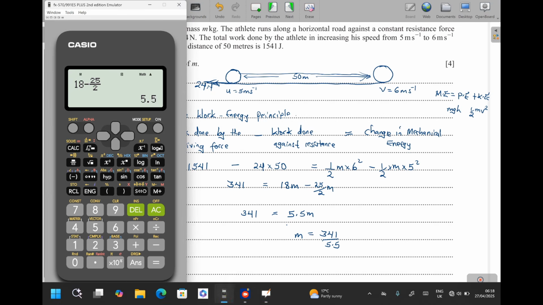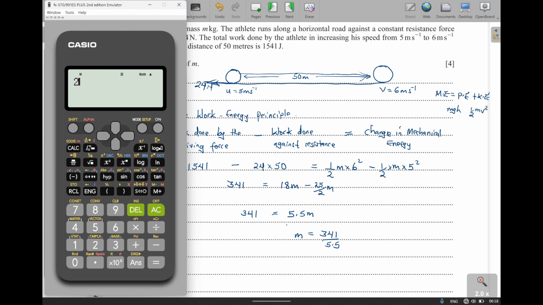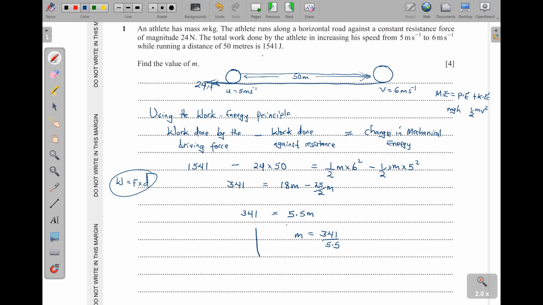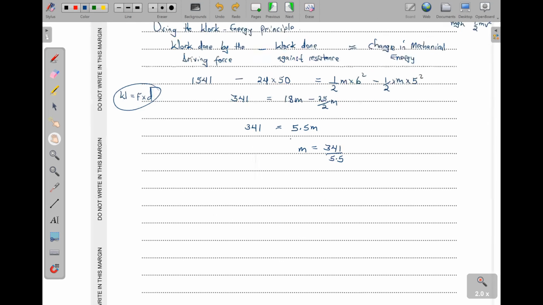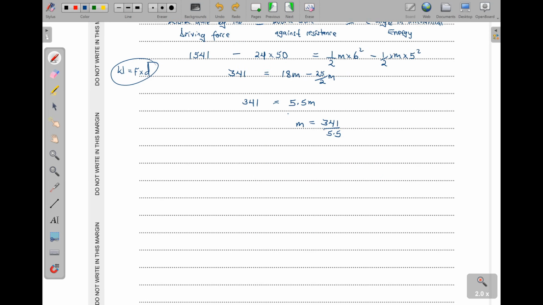So what do we get? 341 divided by 5.5 gives us 62. So the mass of the athlete is 62 kilograms. m is equal to 62 kilograms. That is our answer. That is the first method.